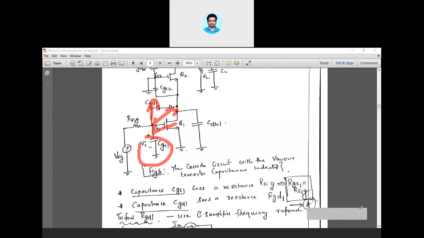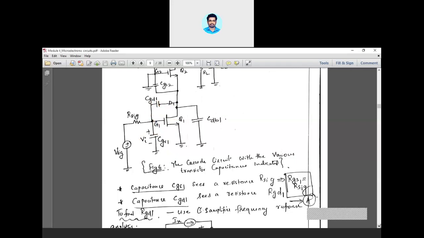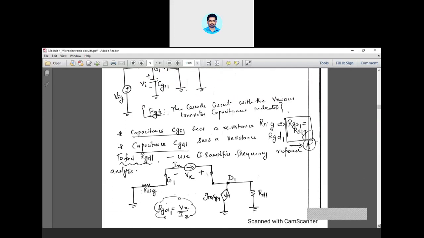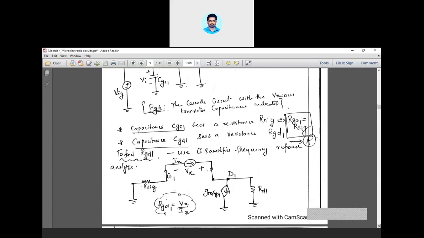Physically observing across these two terminals, I won't be able to find the resistance connected across the capacitance CGD1. So for this we have to perform some analysis. Circuit analysis is required to find the open circuit resistance, that is to find RGD1. What do you mean by RGD1? RGD1 is the resistance obtained by looking into the open terminals of CGD1. This you have to find out. So for this we'll have to use some signal analysis or circuit analysis. Okay, so for that what I'll do is I'll put a dummy voltage across gate 1 and drain 1.